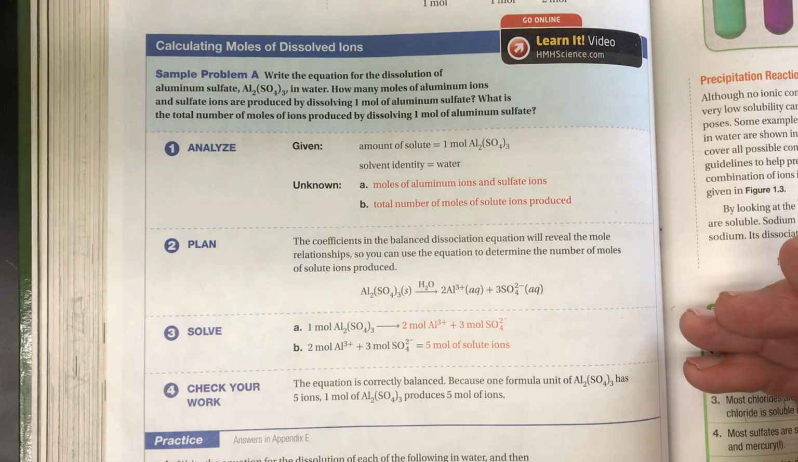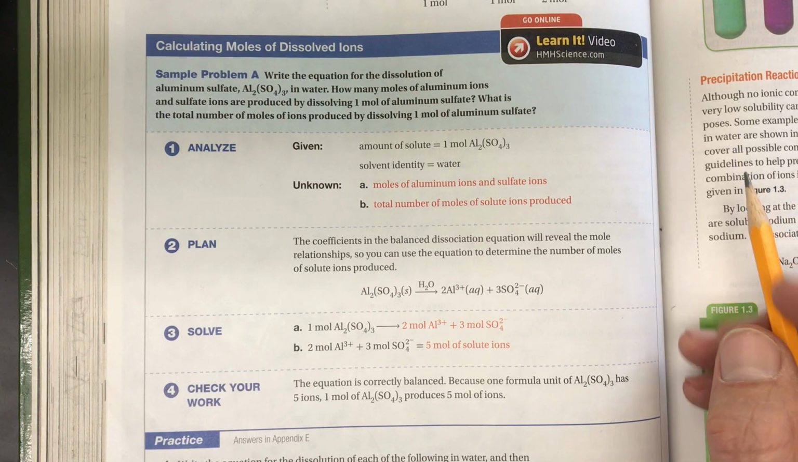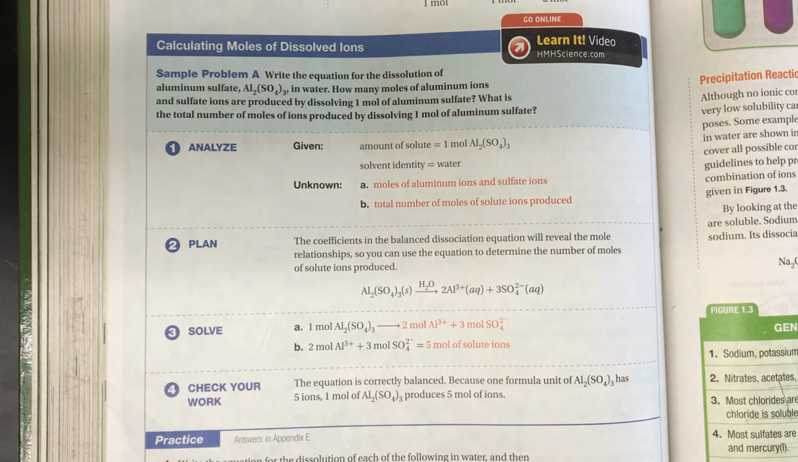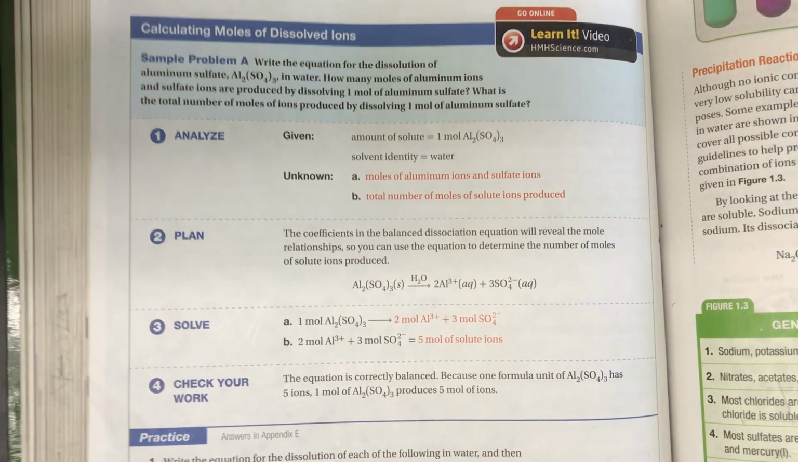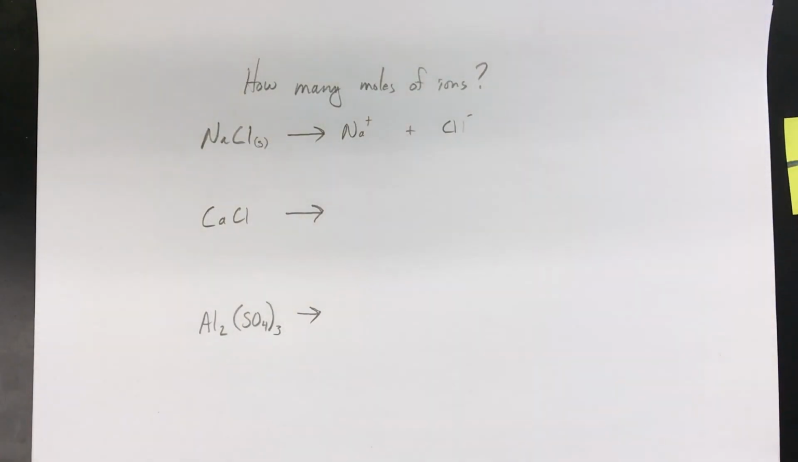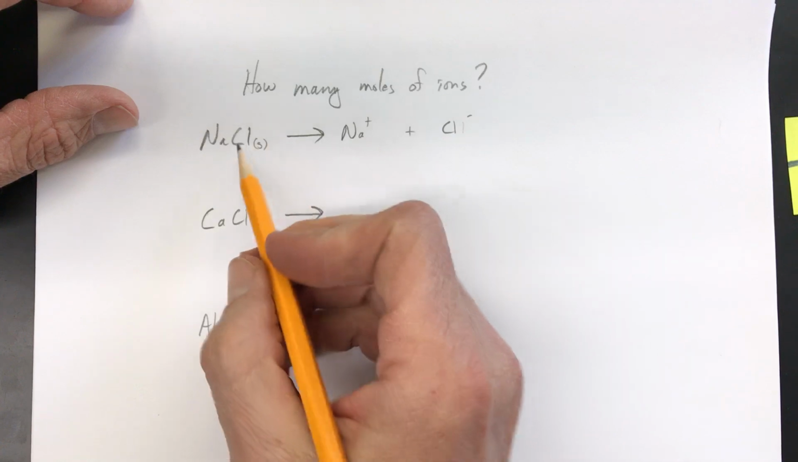Since this chapter is about calculating how many, we're going to have to spend a little bit of time talking about how many moles of dissolved ions we get. This is an example that comes in your book from page 420. And we're going to talk about a couple little quick examples here.